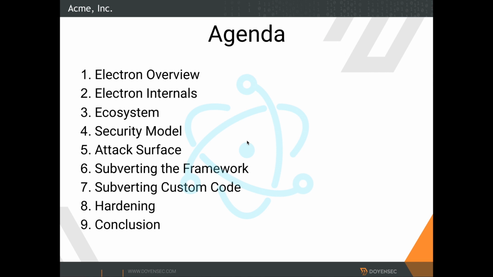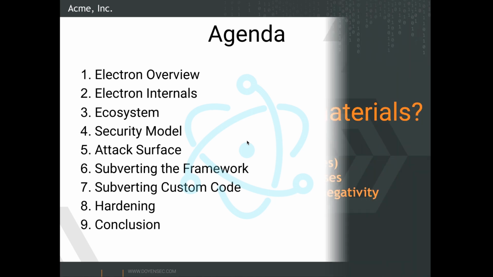Alright, let's start looking at the agenda for the class. We'll start introducing Electron, its internals and ecosystem, so basically how Electron works. We'll then jump straight into the security model and what are the risks associated with using the framework. We'll then divide the discussion in two main topics: subverting the framework, so breaking Electron itself, and subverting custom code, so breaking the application that you are building. Finally, we'll discuss RCE mitigation to then jump straight into conclusions.